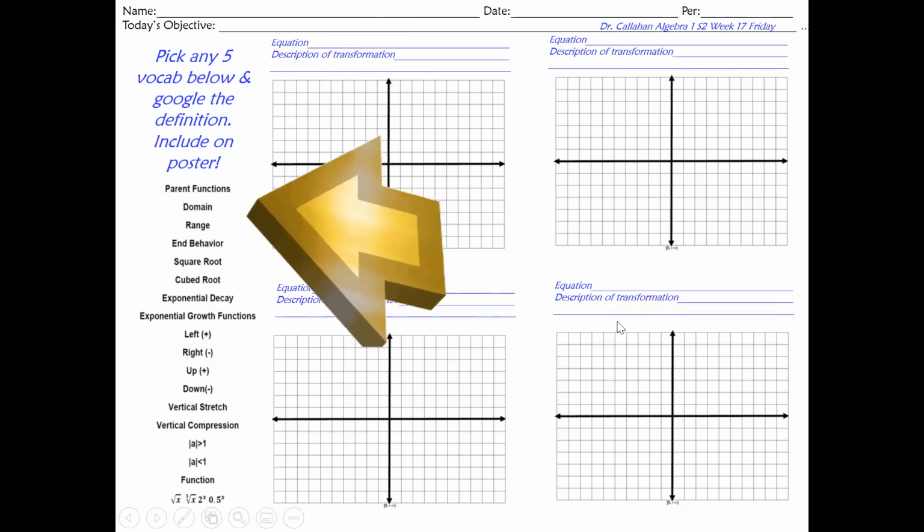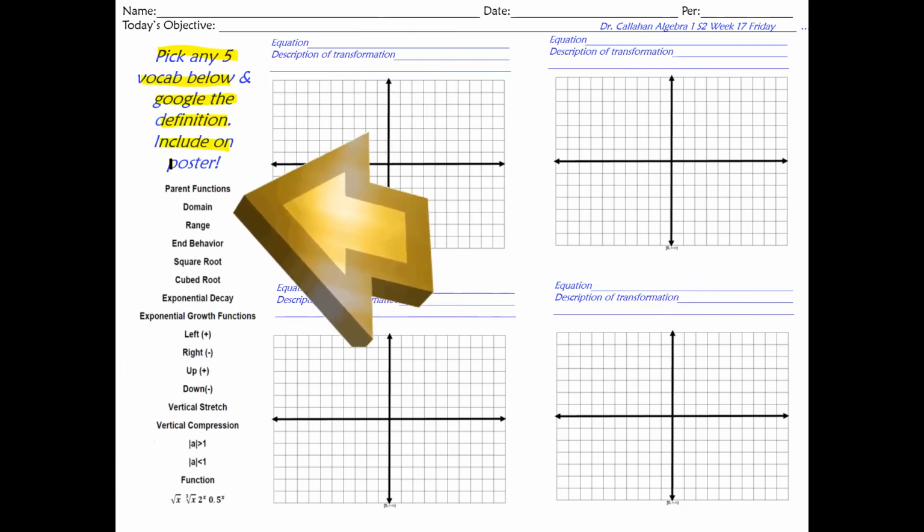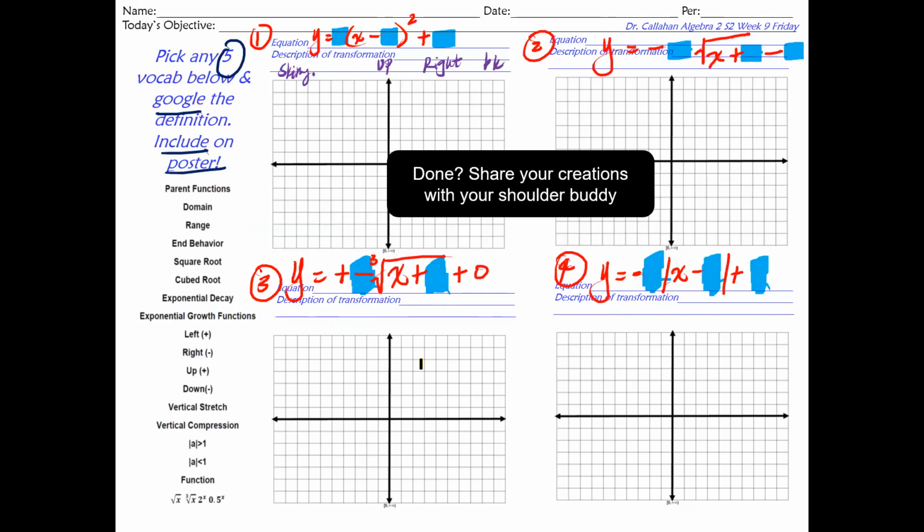Okay, so now what I have you guys do is, on a separate piece of paper, pick any of the 5 vocabulary words, Google their definitions, and then draw me a picture of these 5 vocabs. An example of that will look something like this.